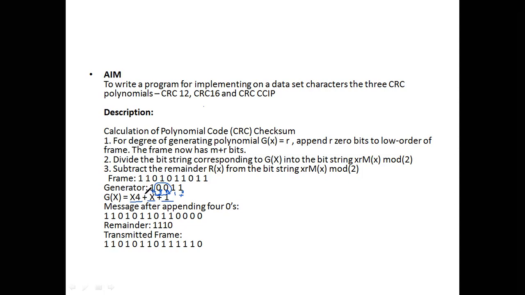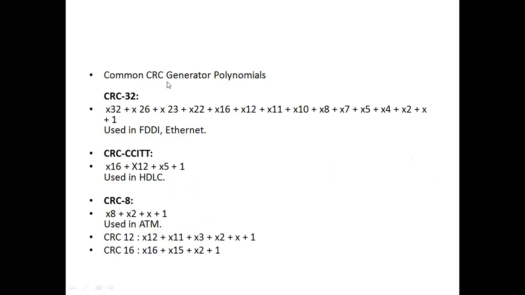Okay, here x cube is missing and x square is also missing, so in that place we can put two zeros, and in the x place we can put 1, and the 1 place is also 1. So this is the generator. So this means CRC 4, this is CRC 4. Okay, right? So what is CRC 12? The degree of the CRC polynomial will be 12. See here CRC 32, that means the degree of the polynomial will be x to the power of 32. Here x to the power of 26. So in this way, we can have the generator polynomials.